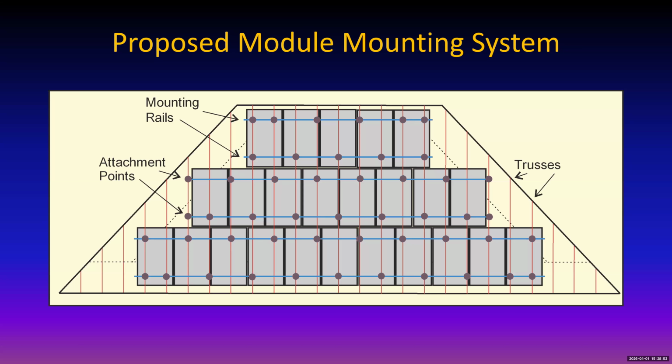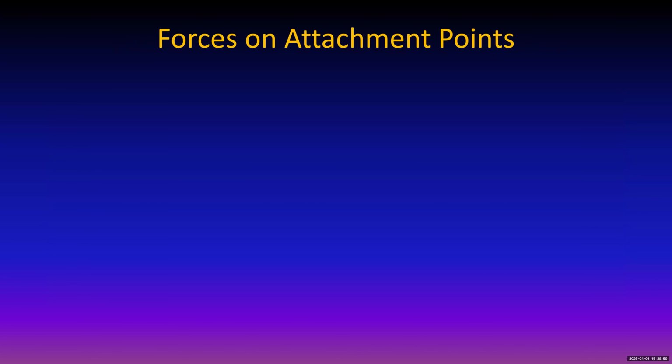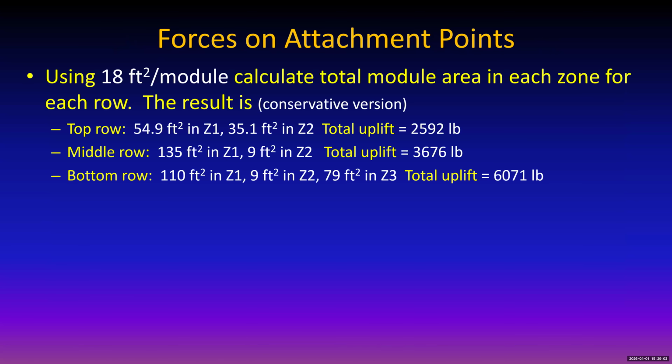So here's a possible design. Let's take a look at how this works out. Is it going to blow away? How long do the screws have to be? Well, 18 square foot module. Top row has 54.9 square feet in zone 1 and 35.1 square feet in zone 2.